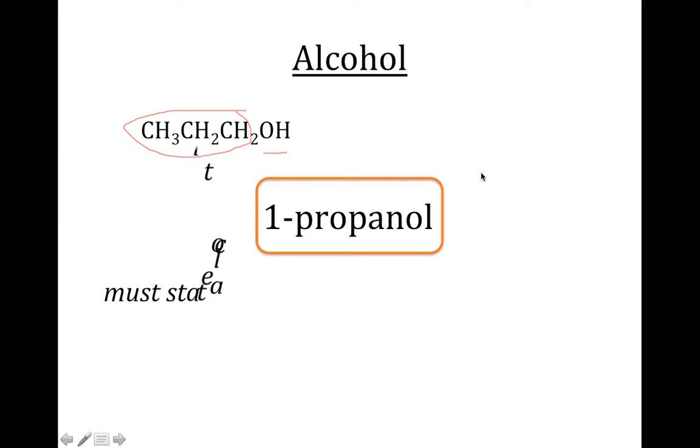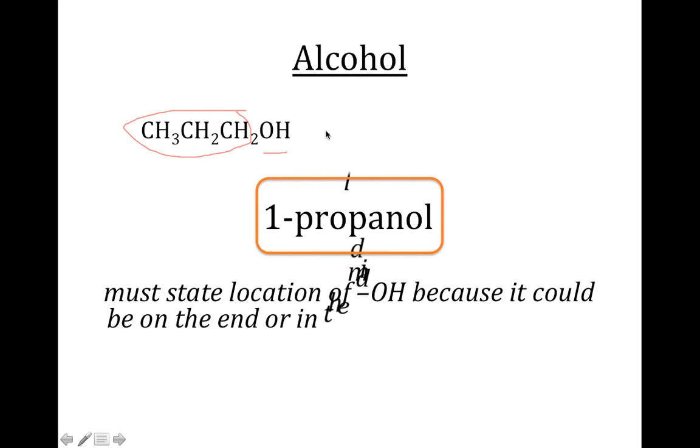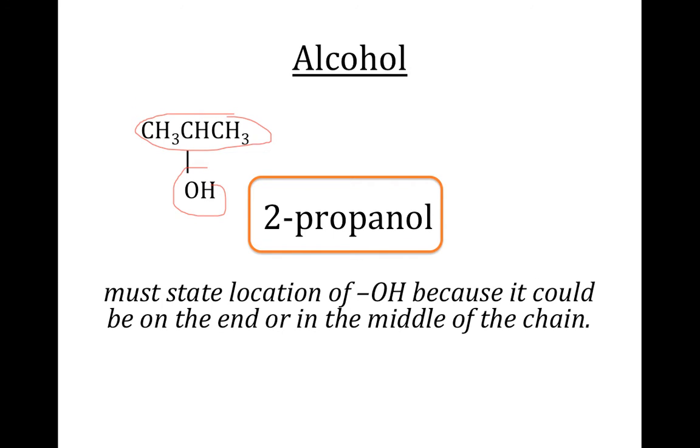Next beast. That's going to tell you why you had to put a location. You have to give that information for someone who is trying to draw a structure. They have to know, where does the OH go? In this case, it goes on the end. Apparently, we have another alcohol, and a close cousin of the last one. Again, we have propane, but this time the OH is on the second one, so it is 2-propanol. Alrighty, state the location.